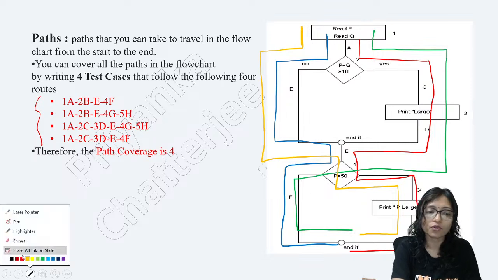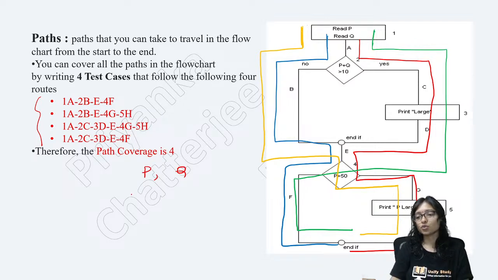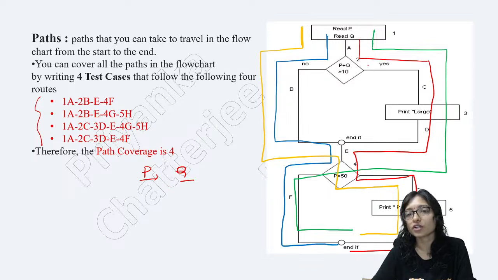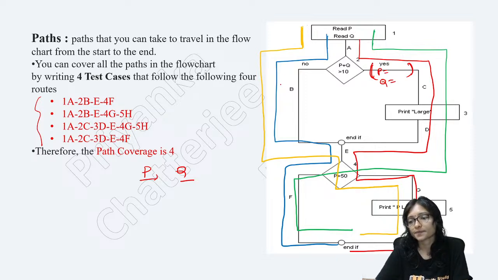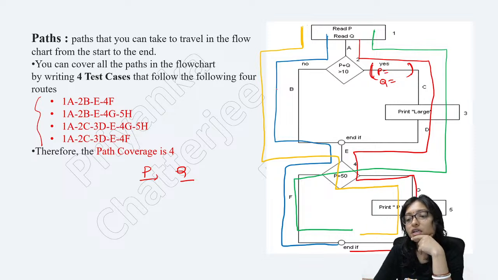paths. I have to cover all the 4 paths. Now tell me, what will be the test cases? What should be the value for P and Q? All the test cases. What will be the value for the red color? For the red path, what will be the test case? What will be the value for P and what will be the value for Q? How can you cover the red route? What should be the value for P and Q so that you can cover the red route? Think. You have to cover the red route. So what will be the value?